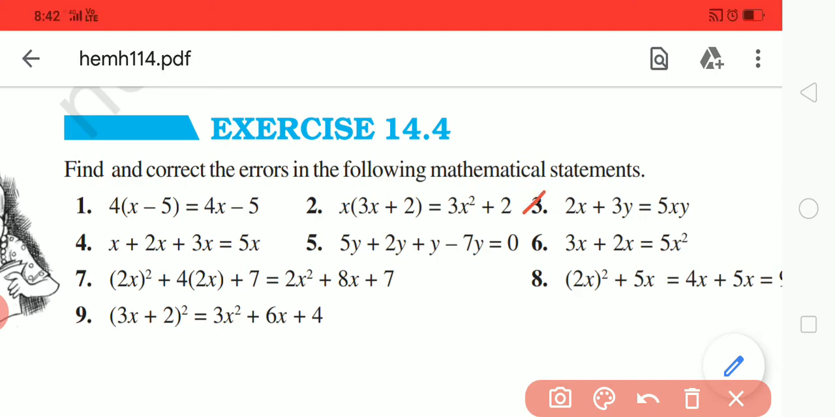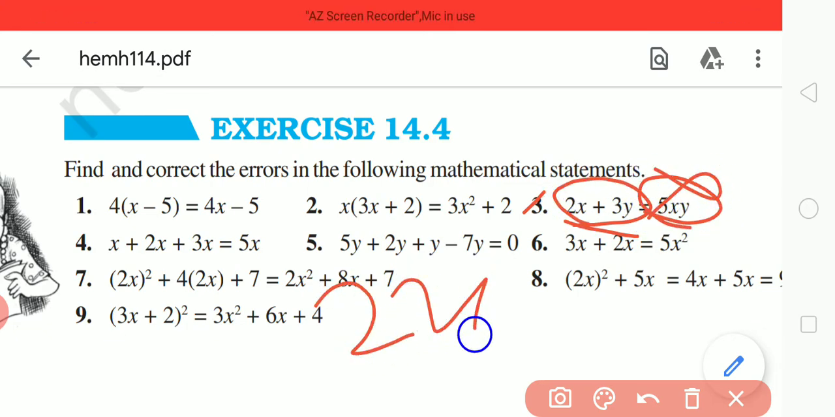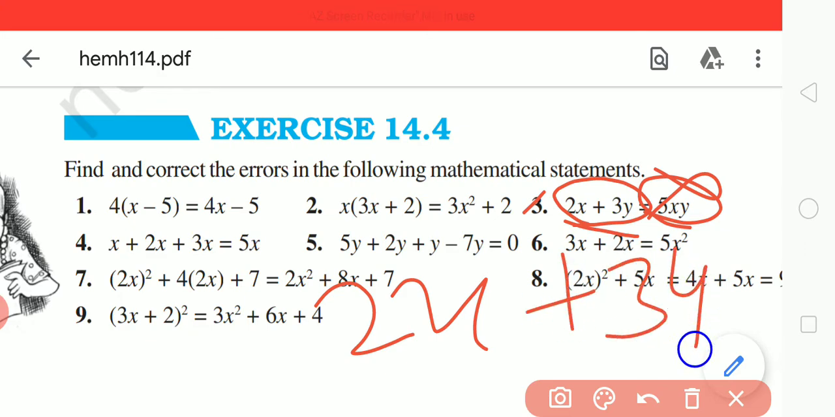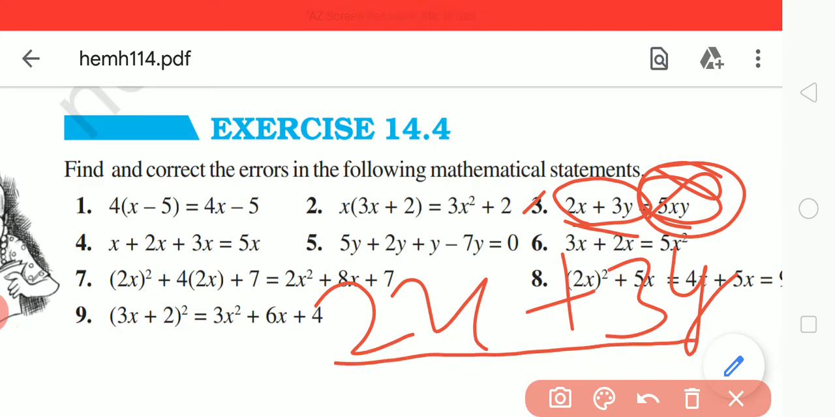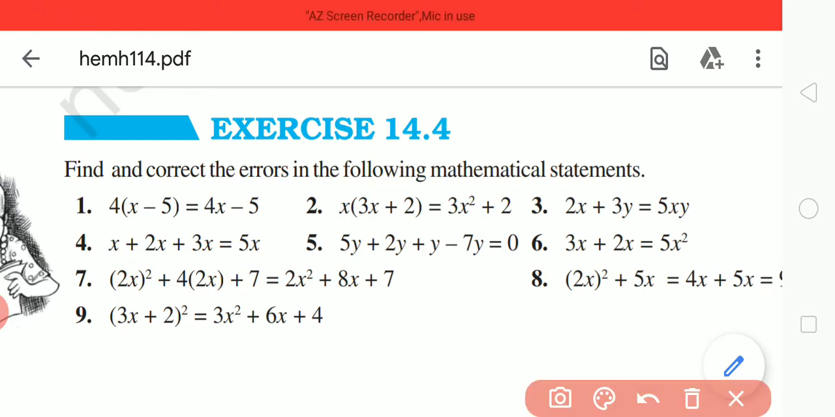You can see 2x plus 3y. So x and y, both the terms are unlike terms, so you cannot add them. So you can write 2x plus 3y as it is. So 5xy is wrong. The only solution is 2x plus 3y. So you will circle 5xy, that is the error, and you will write 2x plus 3y, that is the correct form. Come to question number 4.